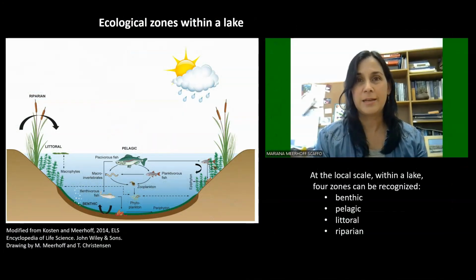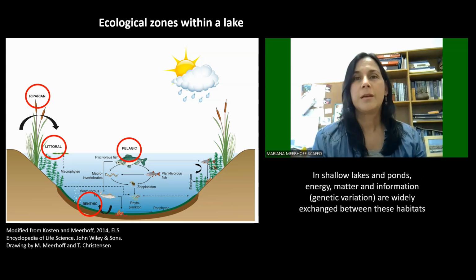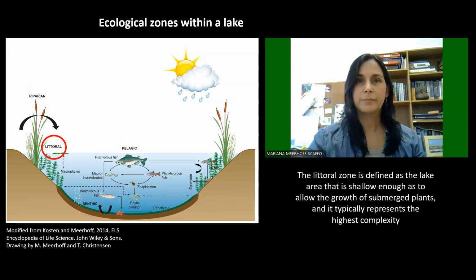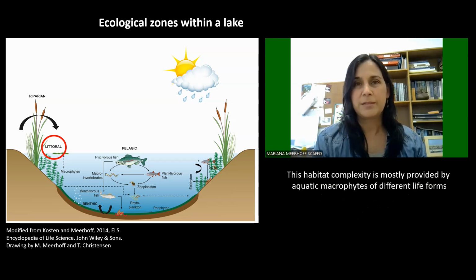At the local scale within a lake, 4 zones can be recognized: the benthic, the pelagic, the littoral, and the riparian. In shallow lakes and ponds, energy, matter, and information, that is genetic variation, is widely exchanged between these habitats. The littoral zone is defined as the lake area that is shallow enough as to allow the growth of submerged plants, and it typically represents the highest complexity. This habitat complexity is mostly provided by aquatic macrophytes of different life forms.